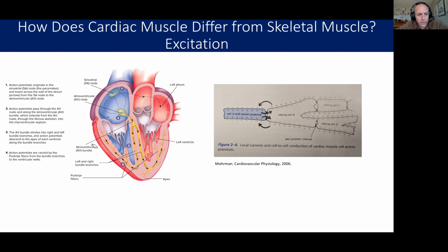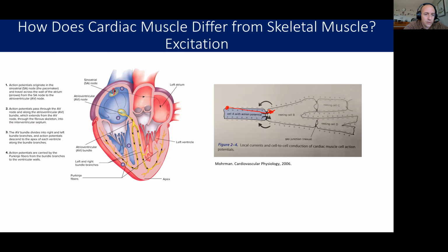So, as I mentioned, with these gap junctions, when an action potential is generated in one muscle cell, that wave of depolarization can be transmitted to neighboring ones through the gap junctions. And in that way, you can get almost like a wave at a stadium, like at a football game. It starts in one spot.